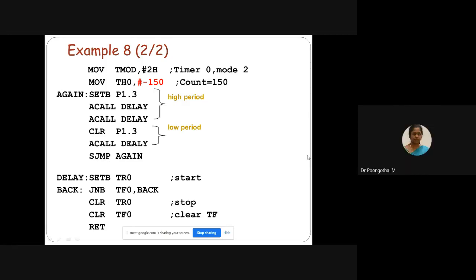That is 66% duty cycle. So find out the answer.